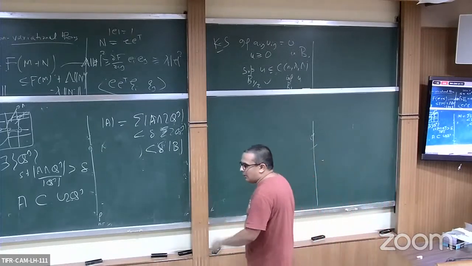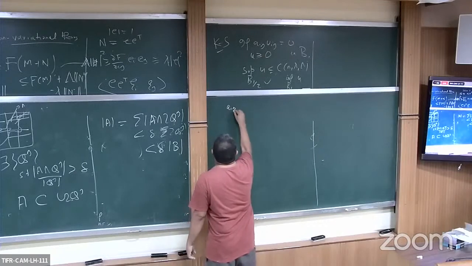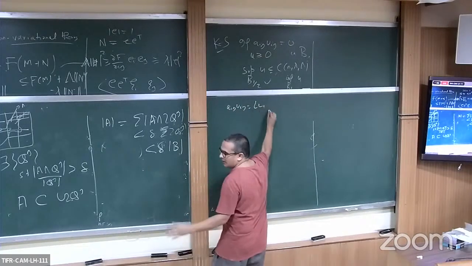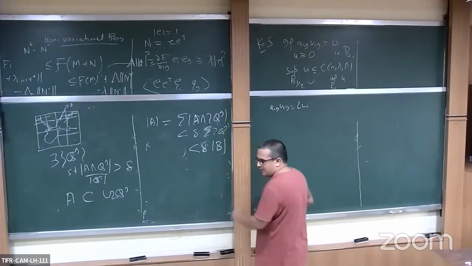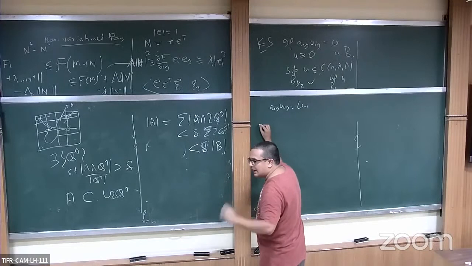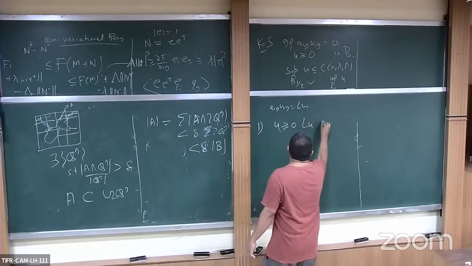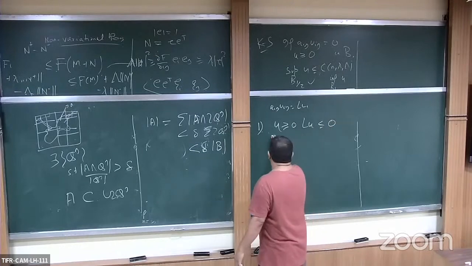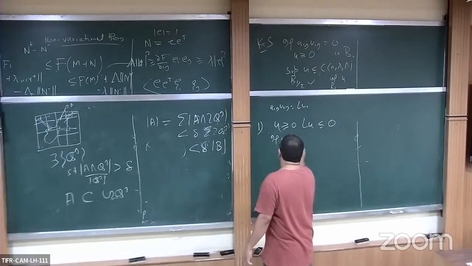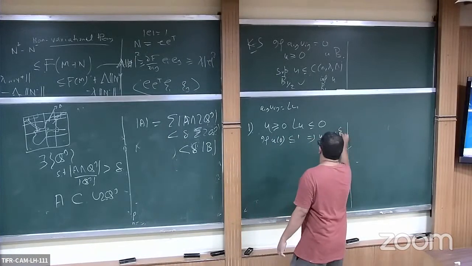Okay, so what I'll do is the following. I will write a_ij u_ij as L of u, first to save some work. The proof of the Krylov-Safonov Harnack inequality will go in two steps. One: if u is non-negative and Lu is less than or equal to 0, and u of 0 is less than or equal to 1, then u is in L epsilon.